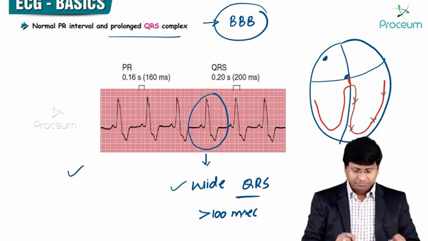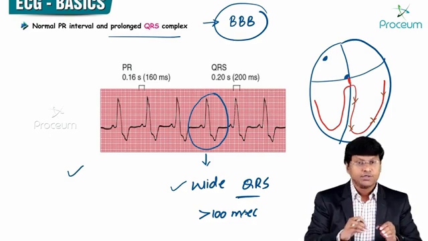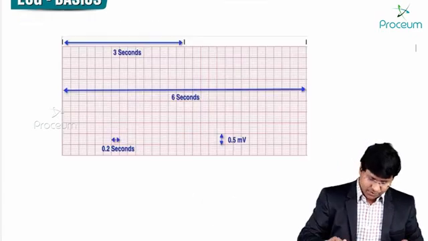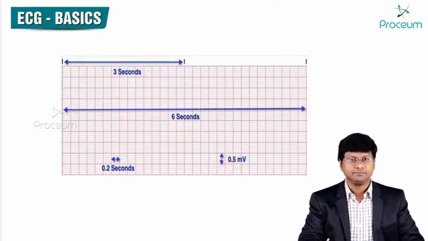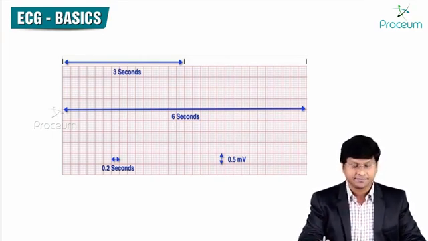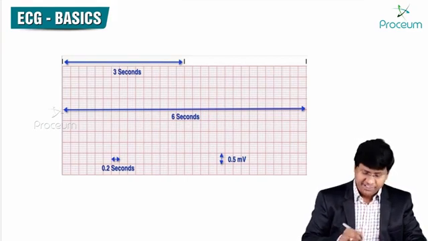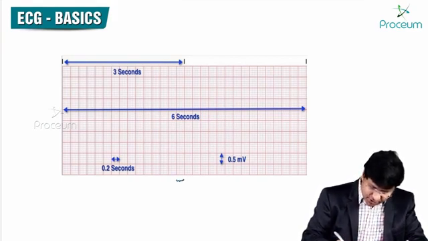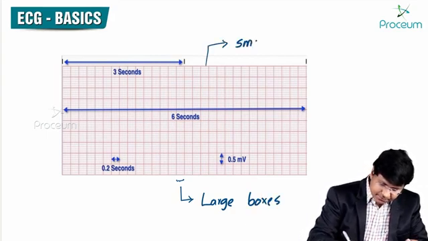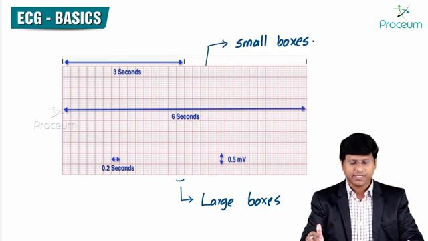Okay, now after having discussed the normal ECG complex, let me discuss in detail the ECG paper. So this is the ECG paper. You have some horizontal lines and vertical lines on the ECG paper, and you have certain large boxes and some small boxes. Now what is this? I'll tell you.